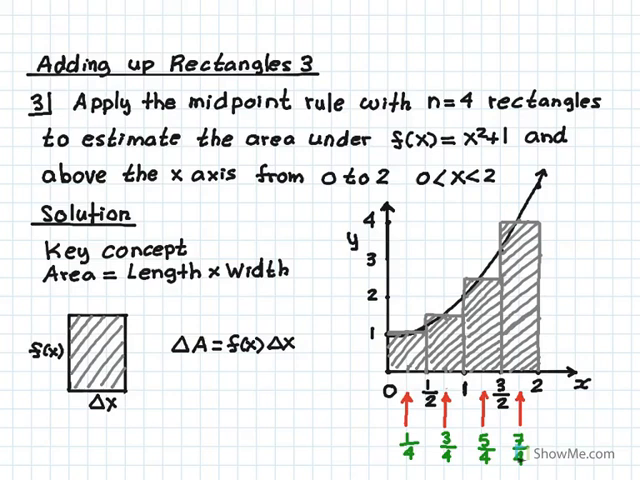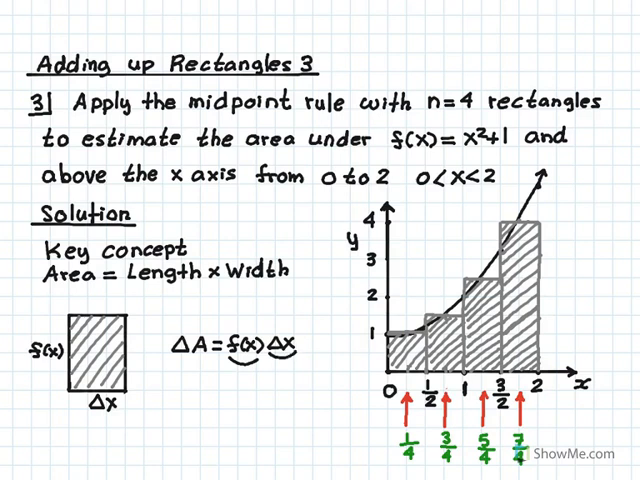In this video, we're going to apply the midpoint rule with n equals 4 rectangles to estimate the area under f of x equals x squared plus 1 and above the x-axis from 0 to 2, that is x between 0 and 2. The key concept here is that the area of a rectangle is length times width. The length is given by the function f of x, and the width is given by delta x. And we're basically adding up rectangles.